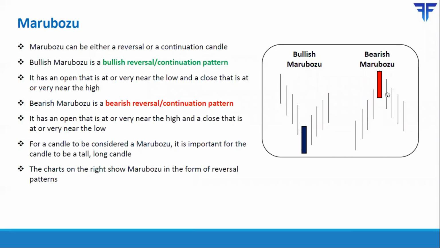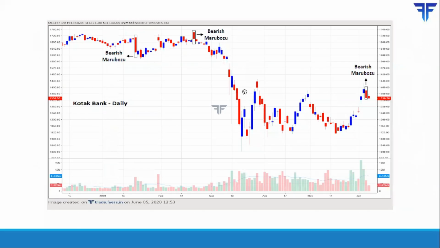For it to act as a reversal pattern in the subsequent candle, the high of the bearish Marubozu should not break, and once the low of the bearish Marubozu is broken, you can consider selling. Where exactly to sell, I'll talk about later. But let's first see how Marubozu, be it bullish or bearish, looks like in a real time chart.